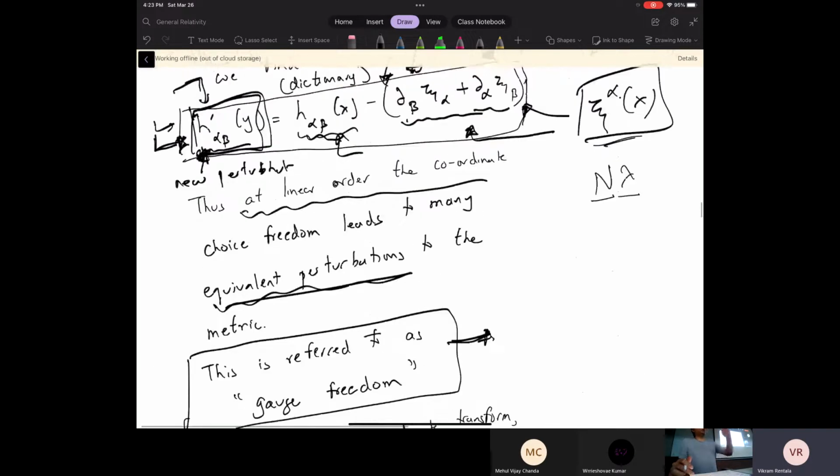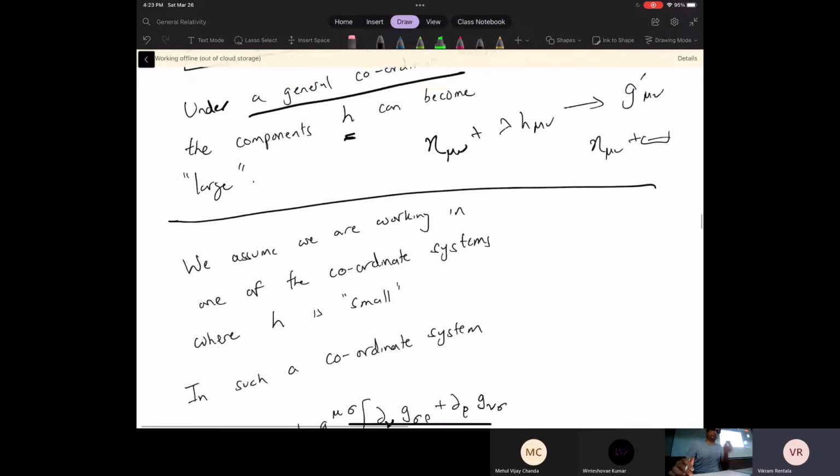You could have started with eta in the polar coordinates and then talked about small coordinate transformations about the polar coordinates. That's another way to do it, right? But we're sticking with Cartesian, looking at small transformations around Cartesian coordinates.